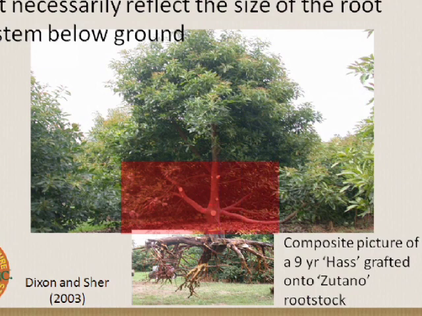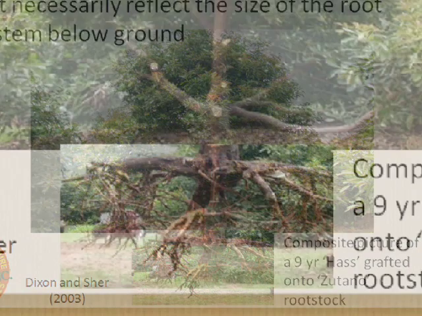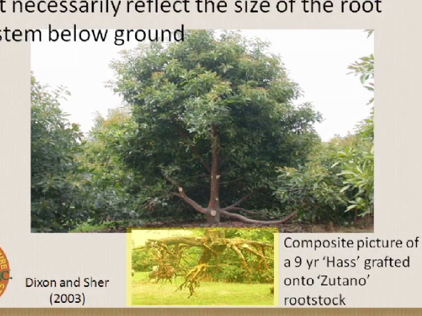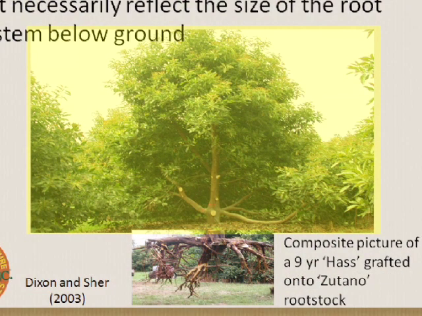And then, having done this, we cut the tree off over here. We got this huge digger and we dug the tree out. And then one of my roles was to wash the tree so we could show you what the tree looked like. This is almost certainly a Zutano rootstock, and that's Hass.